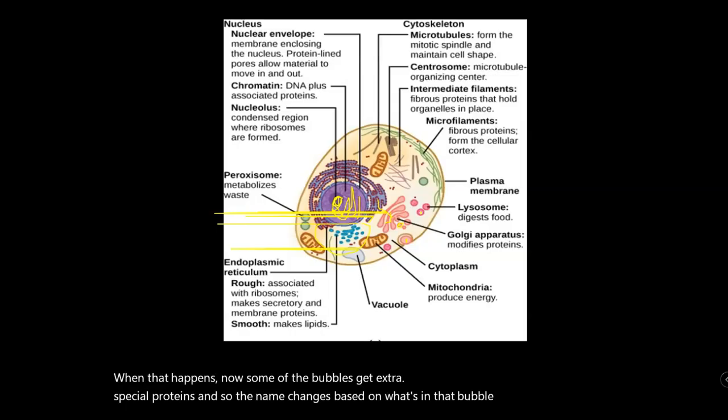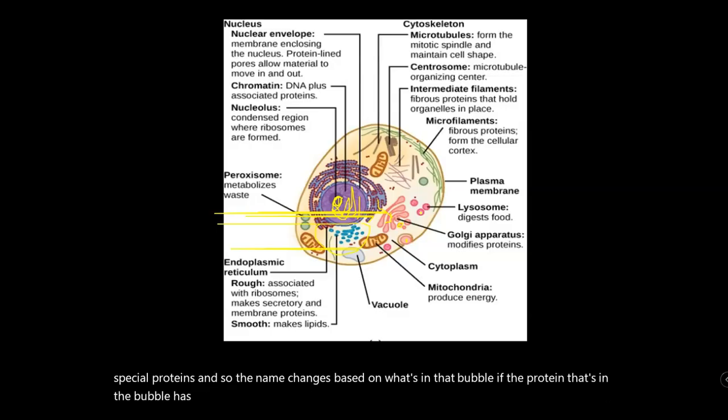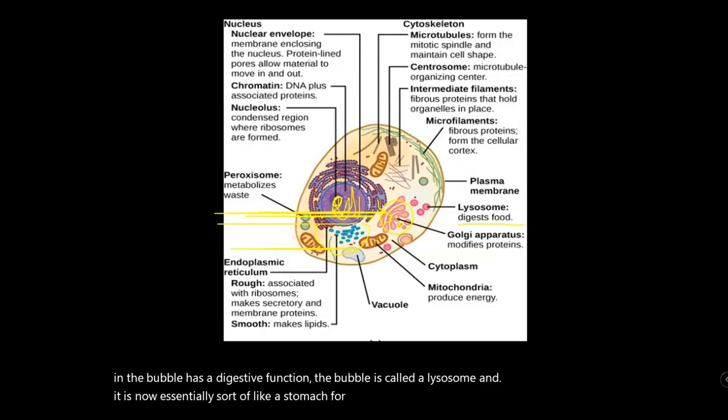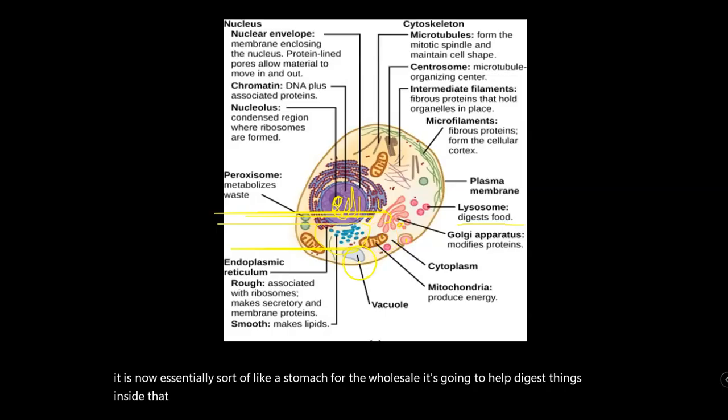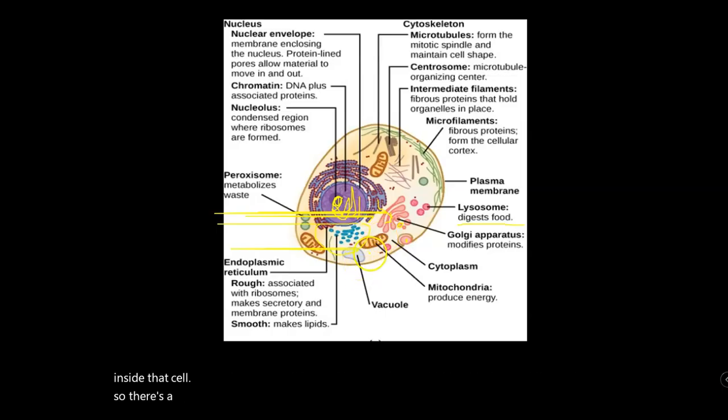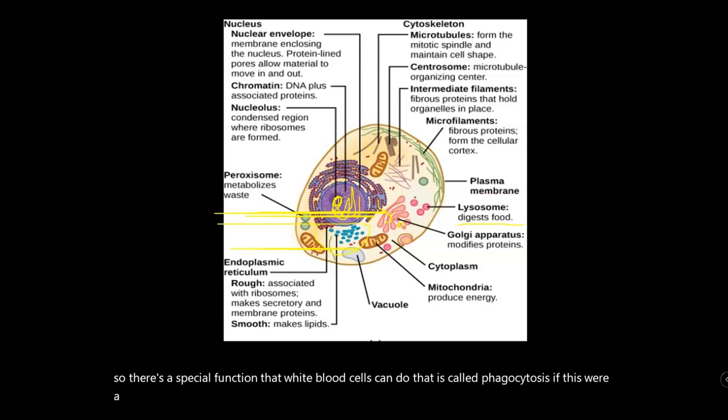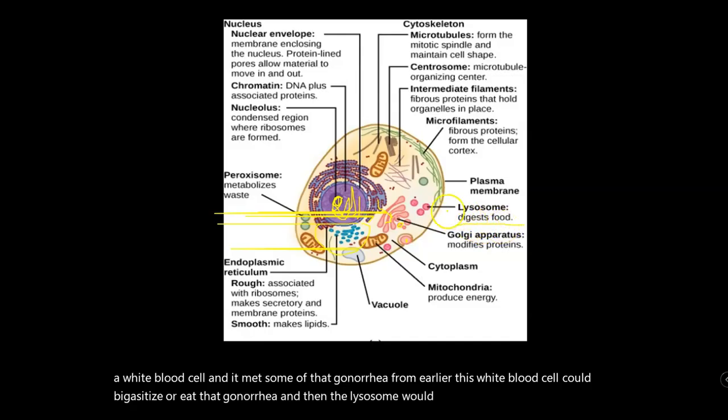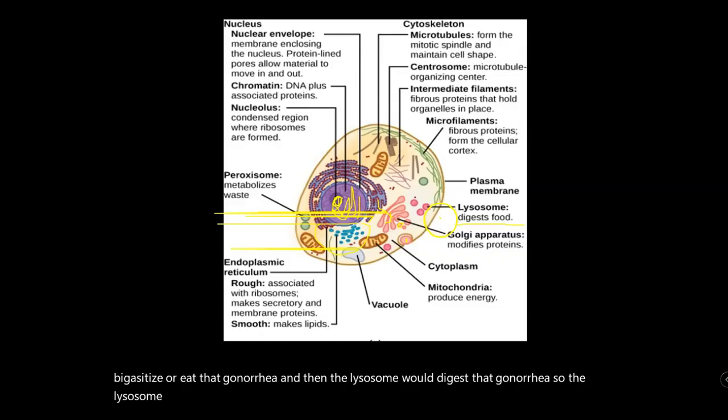If the protein that's in the bubble has a digestive function, the bubble is called a lysosome, and it is now essentially sort of like a stomach for the whole cell. It's going to help digest things inside that cell. So there's a special function that white blood cells can do that is called phagocytosis. If this were a white blood cell and it met some of that gonorrhea from earlier, this white blood cell could phagocytize or eat that gonorrhea, and then the lysosome would digest that gonorrhea. So the lysosomes help to eat things like bacteria.